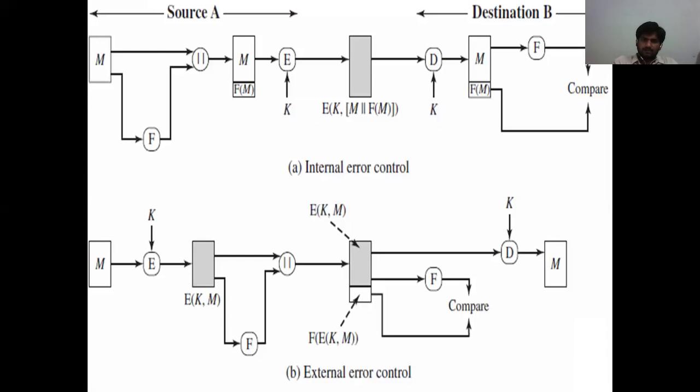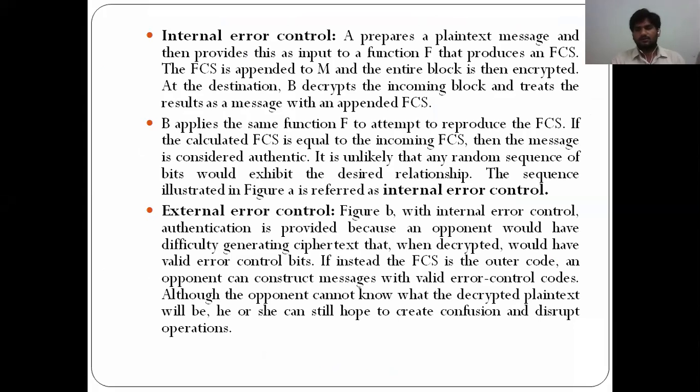So for example, to show you the diagram, we have the source. Here we are going to use F, that is a frame check function. The checksum is going to be performed before the message is encrypted. Then it is encrypted using the same key, and decryption is performed. And here we compare whether the sent message is okay or not. So that is the internal error control and external error control. Before going to the diagram, I have a simple explanation of internal and external error control. What is this internal and external?